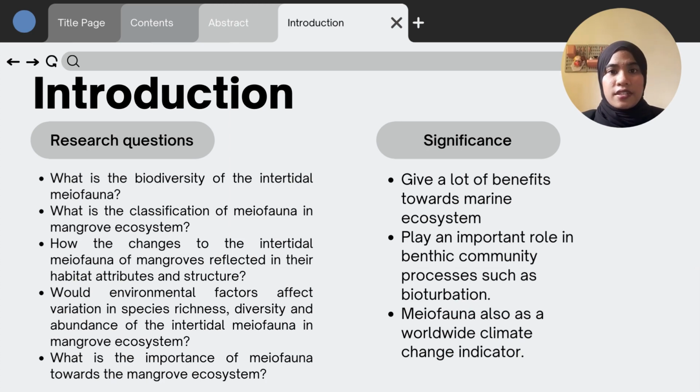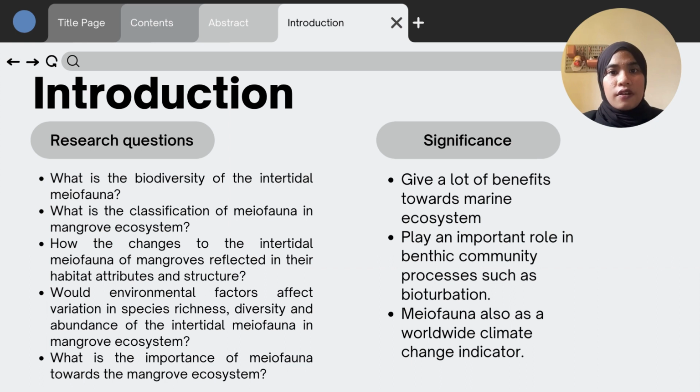There are 5 research questions that I would like to highlight, which are first, what is the biodiversity of the intertidal meiofauna? Second, what is the classification of meiofauna in mangrove ecosystem? Next, how the changes to the intertidal meiofauna of mangrove reflected in their habitat attributes and structure. Next, will environmental factors affect variation in species richness, diversity and abundance of the intertidal meiofauna in mangrove ecosystem? And lastly, what is the importance of meiofauna towards the mangrove ecosystem?